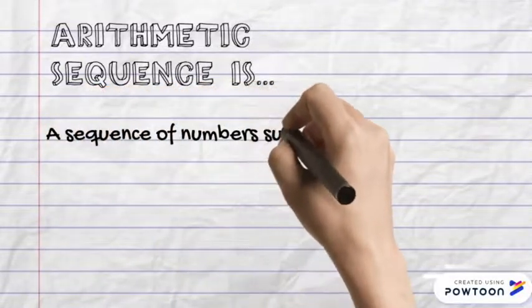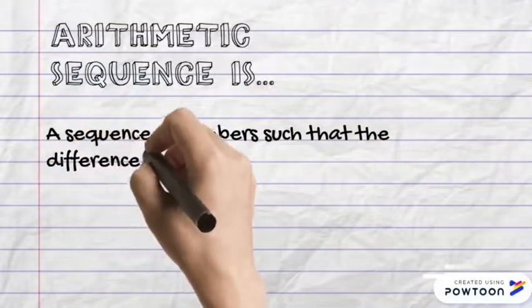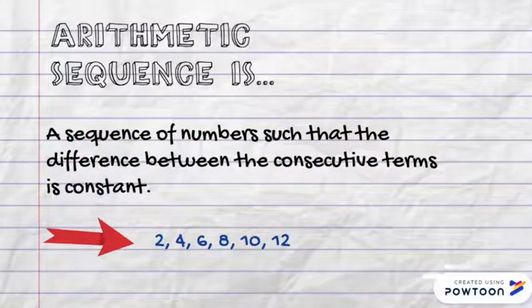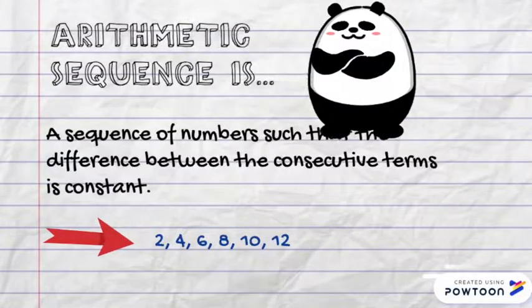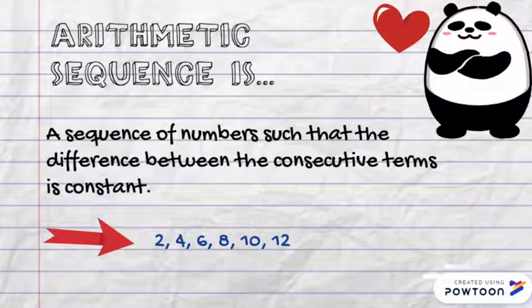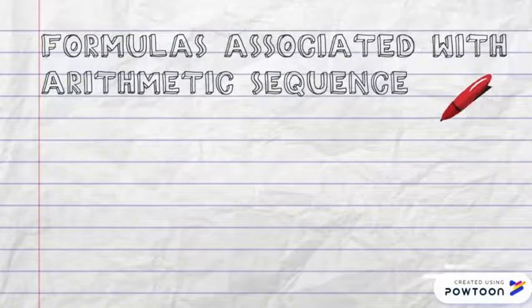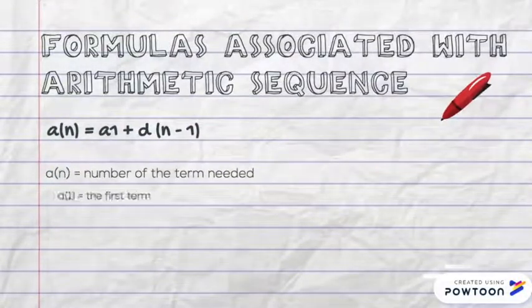An arithmetic sequence is a sequence of numbers such that the difference between consecutive terms is constant. An example of this is 2, 4, 6, 8, 10, and 12, where the constant number between each term is 2.